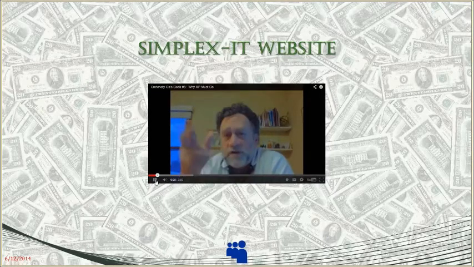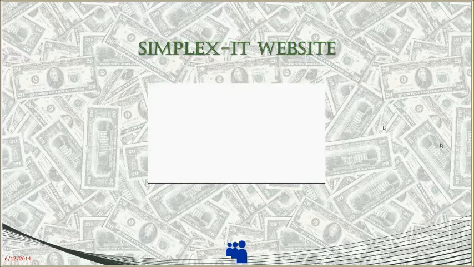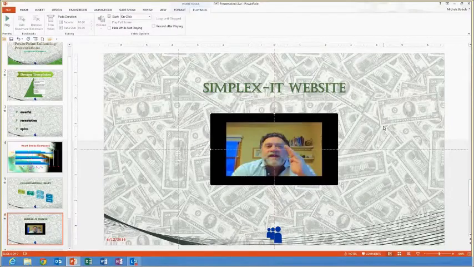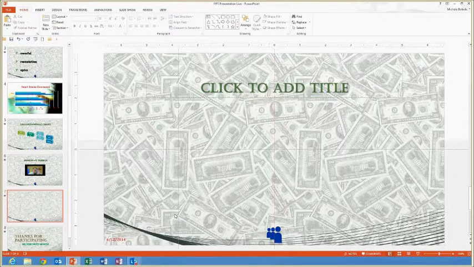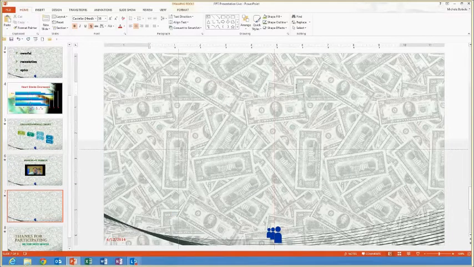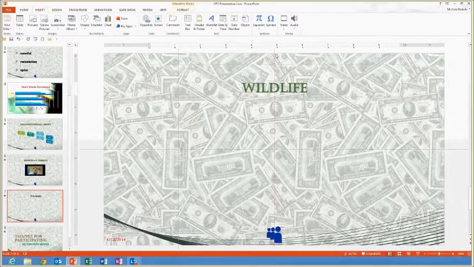All right, so I'm going to pause it, hit escape to go back to my slide. There we go. So that's one video. Those are YouTube videos. Now I'm going to go and create another slide. This one is going to be the wildlife video. So I'm going to go to insert video, videos on my PC.